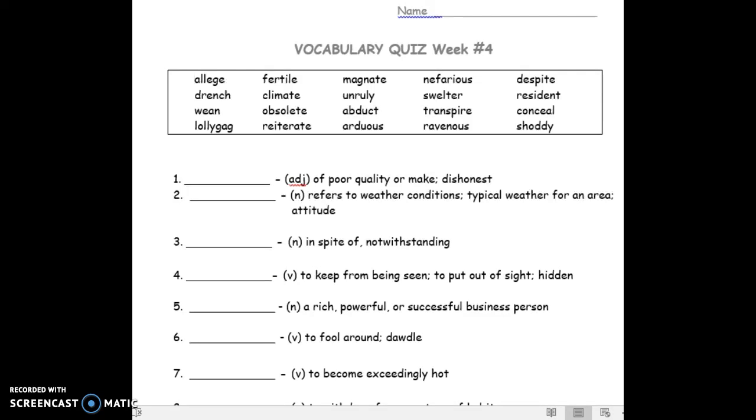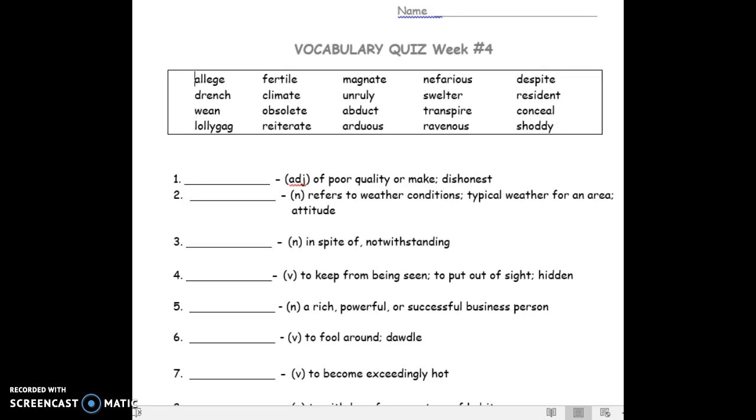Today you'll take your vocabulary quiz for week 4 in language arts. Be sure to put your name at the top of the page and put your class number in the upper right-hand corner. Here's the words that we're going to focus on in this quiz. I'm going to read in the rows from left to right.